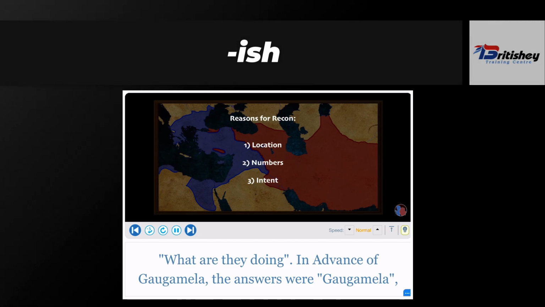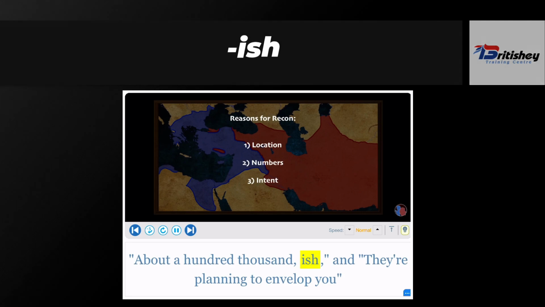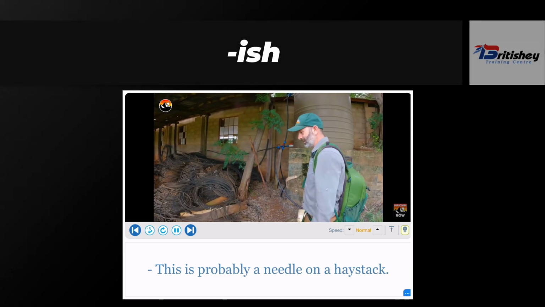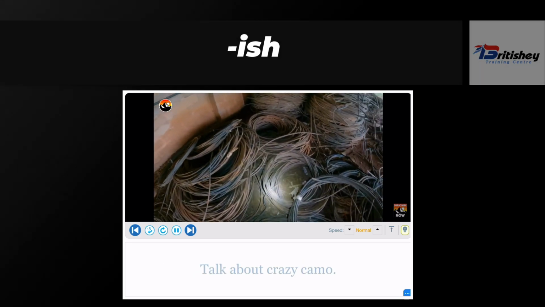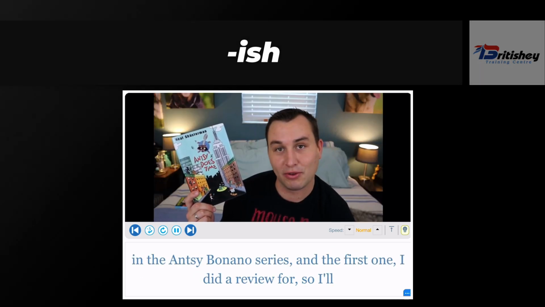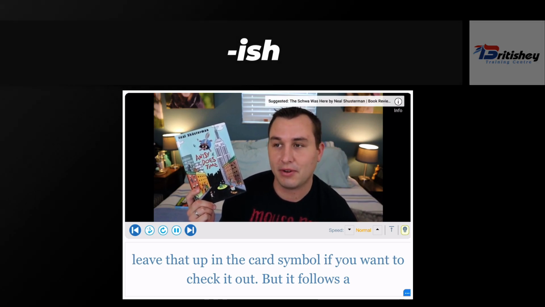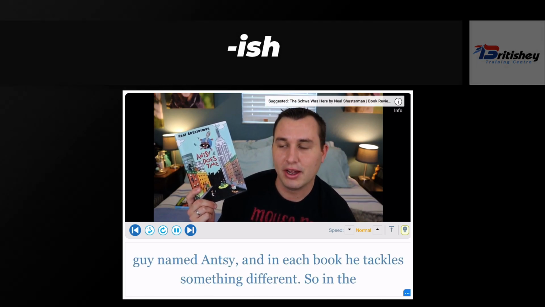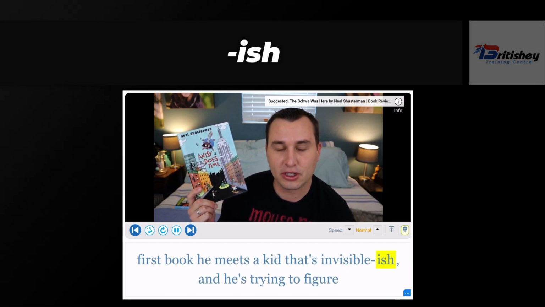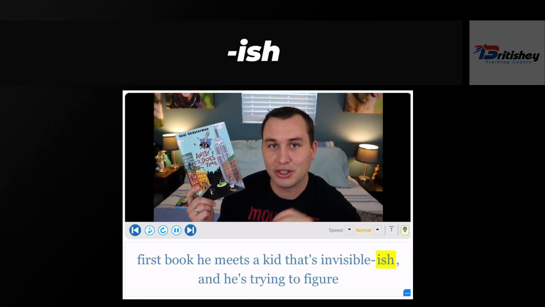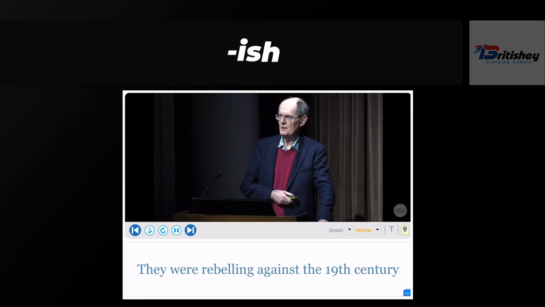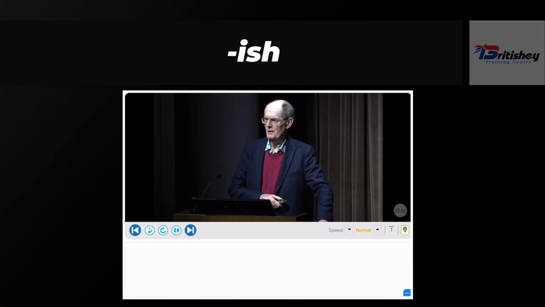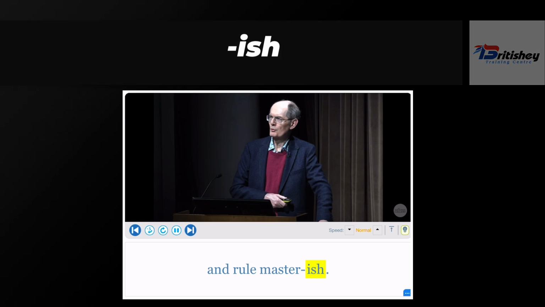In advance of Gaugamela, the answers were Gaugamela, about 100,000-ish, and they're planning to envelop you. Probably a needle in a haystack. Look at this. Especially a snake that's grayish black in color. Talk about crazy camo. First one I did a review for, so I'll leave that up in the card symbol if you want to check it out, but it follows a guy named Antsy, and then each book he tackles something different. So in the first book, he meets a kid that's invisible-ish, and he's trying to figure out what that's all about. They were rebelling against the 19th century at its most stuffy and rule master-ish.